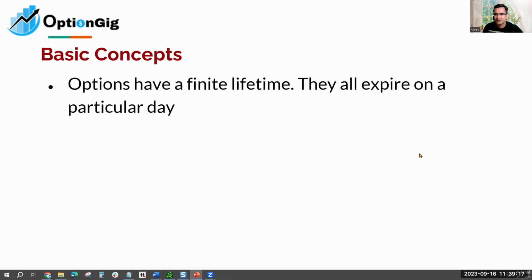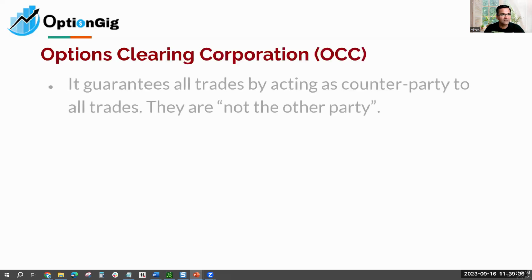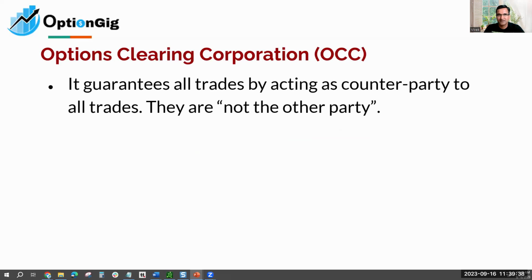Why do we have to worry about this whole exercise and assignment? Because unlike stocks, which have no expiration date, options have an expiration date. They all expire on a particular day. We all know about it. The other thing is, in the US, options are regulated by the OCC, right?